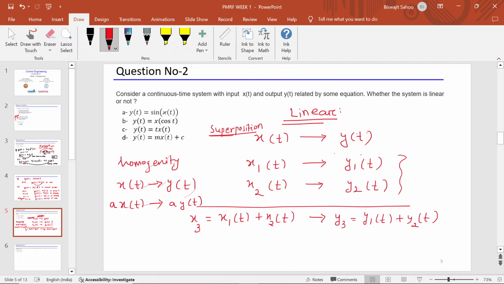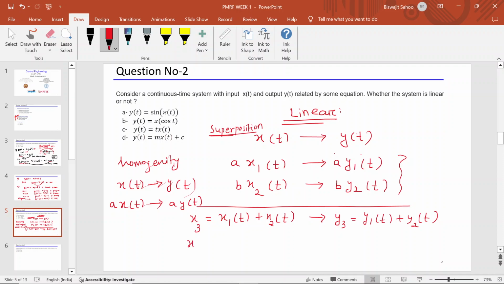If you combine both, homogeneity and superposition, then both conditions will be satisfied. I'm writing the equation for that. Suppose I'm incorporating this homogeneity into the superposition. Let's say I'm multiplying a value a, then the corresponding output will be a times y1. If I'm multiplying a value b, then the corresponding output will be b times y2.